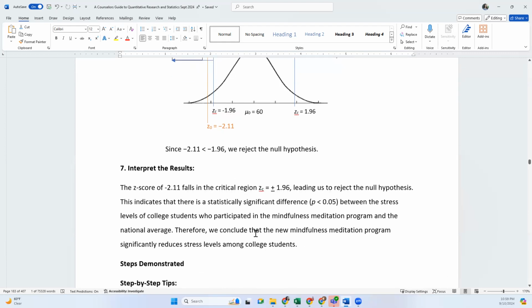How do I interpret this? The Z value of negative 2.11 falls in the critical region of the critical Z value of plus or minus 1.96, leading us to reject the null hypothesis. It indicates there is a statistically significant difference at the p-value of less than 0.05 between the stress levels of college students who participate in the mindfulness meditation program and the national average. Therefore, we conclude that the new mindfulness meditation program significantly reduces the stress levels of college students. I know it's reduces because I have a negative 2.11.